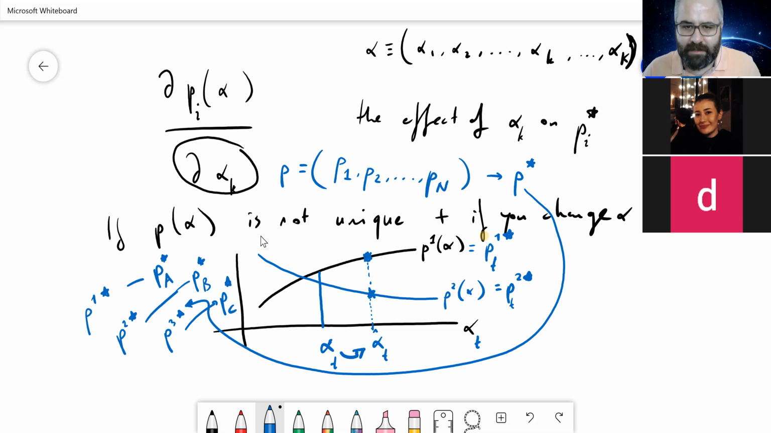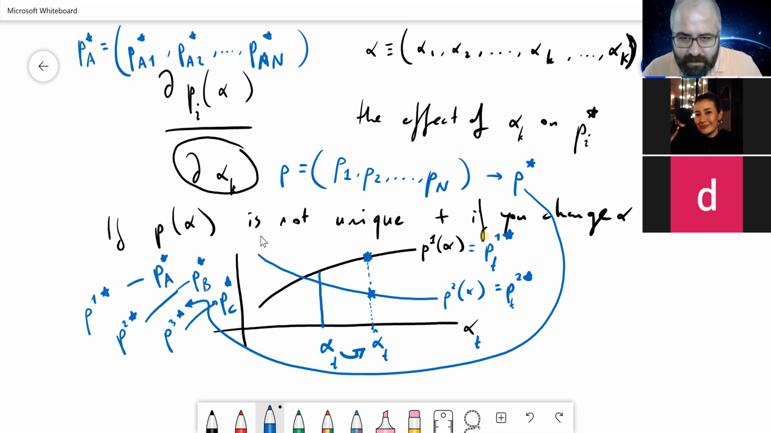So in that case, be careful. Let's say PA star is a price vector: PA1 star, PA2 star, up to PAN star. Again, these price vectors are defined for each and every commodity in the economy. So that's the idea behind uniqueness. Now let me stop sharing.